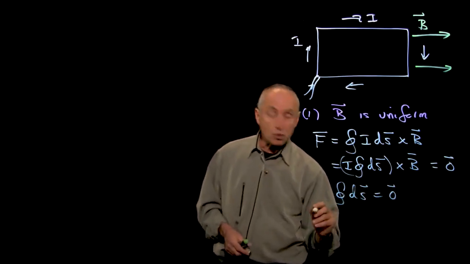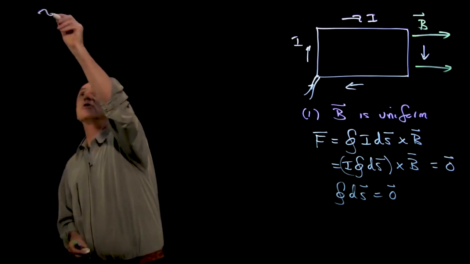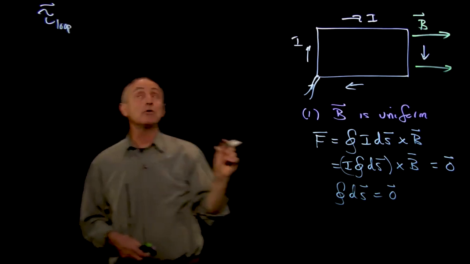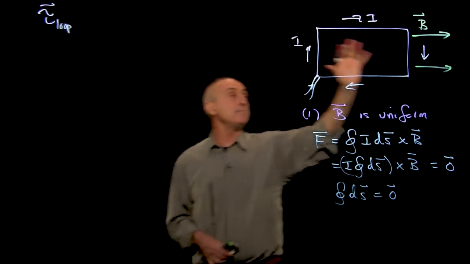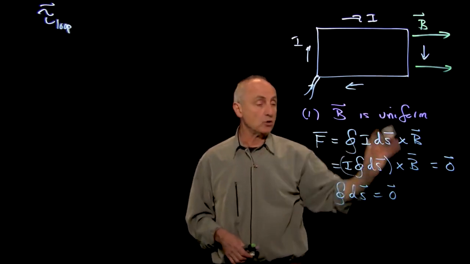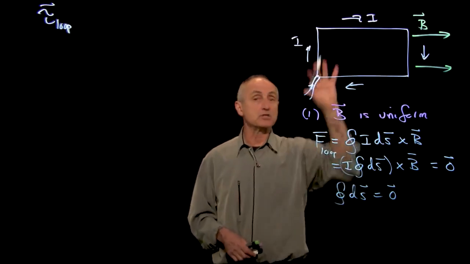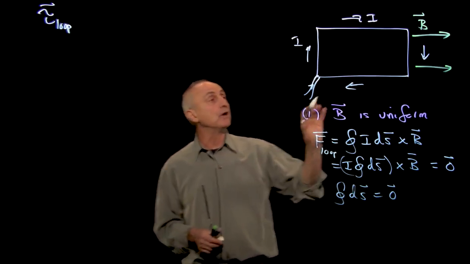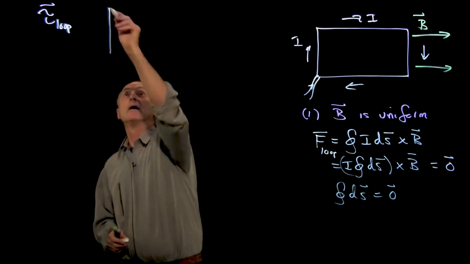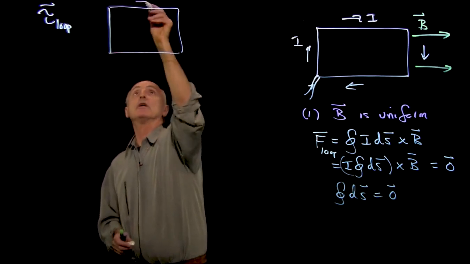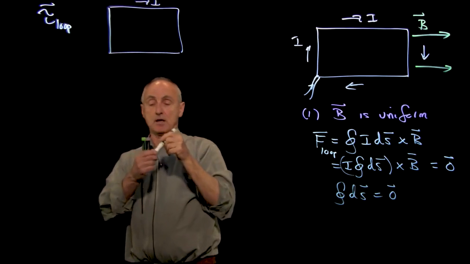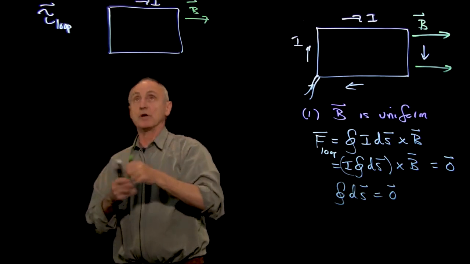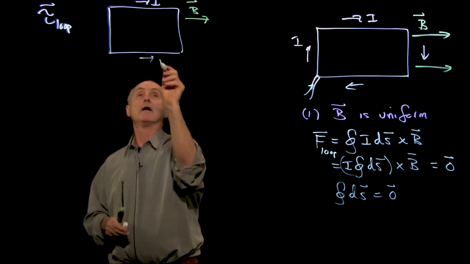But what about torque? Now, we want to consider torque on the loop. And because the force is 0, we can choose any point we want in which to calculate torque. So if the force on the loop is 0, it doesn't matter what point we calculate torque about, we'll get the same answer. So let's draw our loop here. And we have a current I. And we have a uniform field B pointing this way. So we have a current going around the loop.